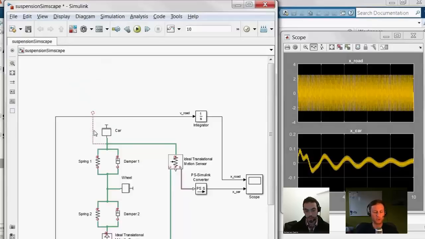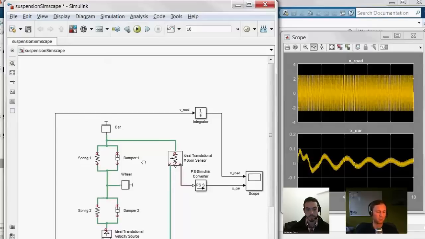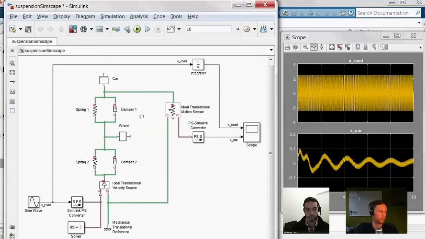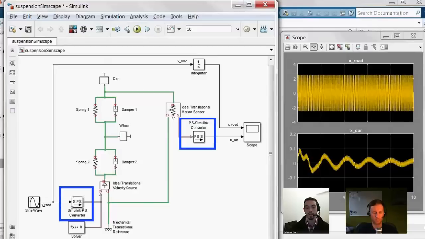Well, I think something that we should mention here is that Simscape and Simulink are compatible. So it's perfectly possible to have a control system, usually done in Simulink, and plug a plant model in, which can be a Simscape model. Exactly. You see that there are interface blocks between Simscape and Simulink. These are the Simulink to physical signal and physical signal to Simulink converters.